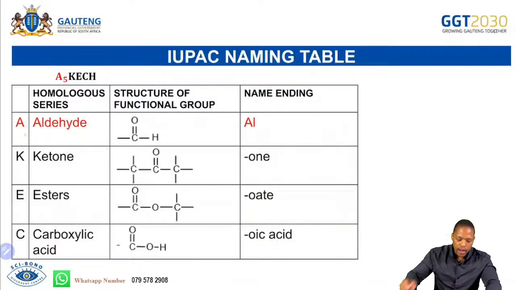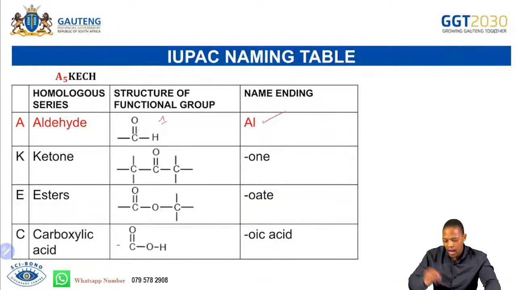We have number 5, which is an aldehyde. Its structure, I see it by having what? I always say double bond O on carbon number 1. Double bond O on carbon number 1 with the name ending al. Al has no dash here. The reason why al has no dash is because al is always going to be on carbon number 1. This structure should always be on carbon number 1. We discussed this last week.